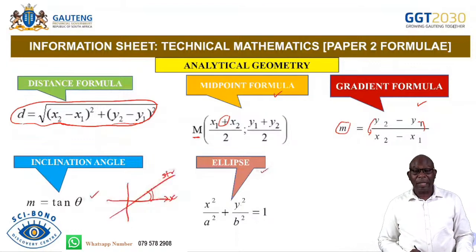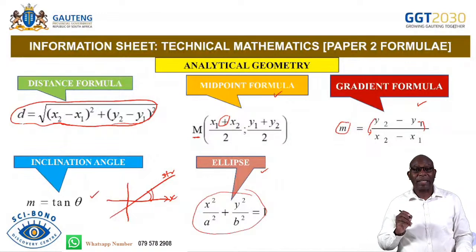The next one is an ellipse. That is the equation of an ellipse, and it is also there in your formula sheet. This is one group of formulae that we're going to use for analytical geometry.